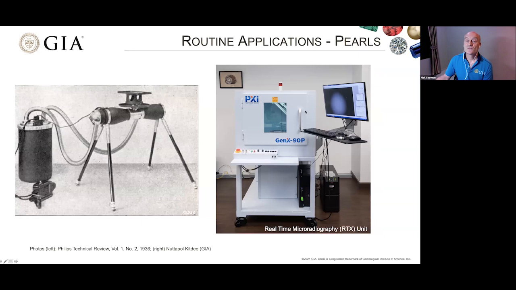And of course, the main application for me in the lab is the pearl testing side. So when we're talking about X-rays in gemology, a lot of people will associate them with the pearl testing side. I showed you this image before, of course, and you can see that a modern unit like we have here in Bangkok is completely different.